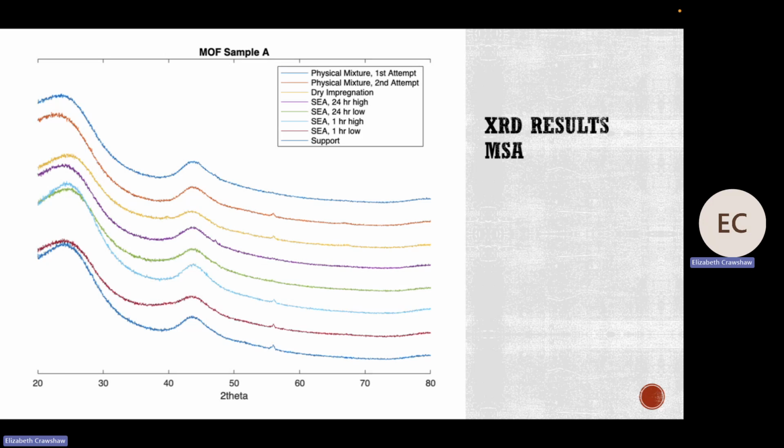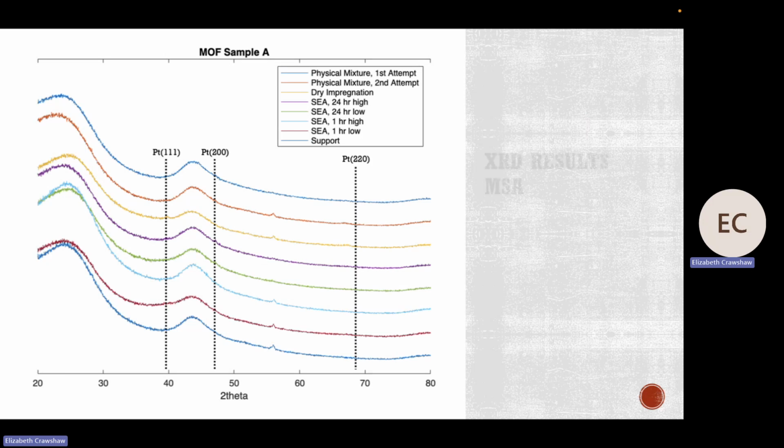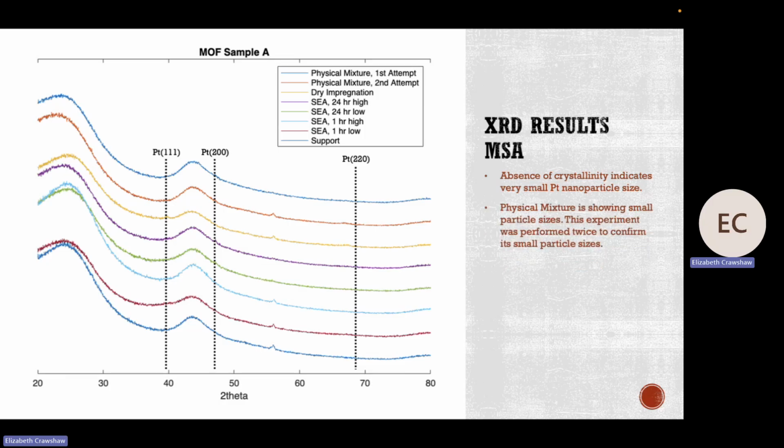This here was our MSA results with our different peaks, which were very non-existent. There is an absence of crystallinity within all the samples, which indicates very small nanoparticle sizes. And we ended up doing our physical mixture twice because there were no peaks at all, so we wanted to see what was going on there. We were also unable to successfully use the Scherrer equation due to those extremely small peaks because they essentially look absent, and there were no peaks in the first place.